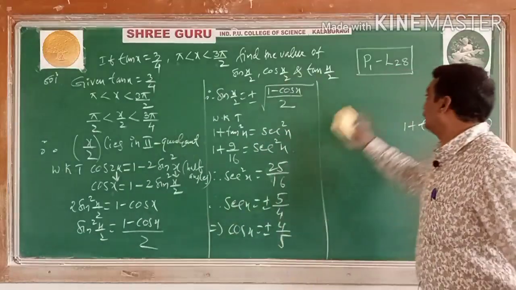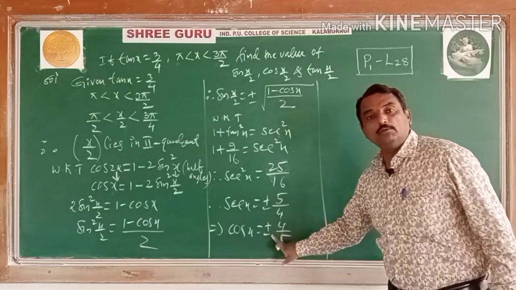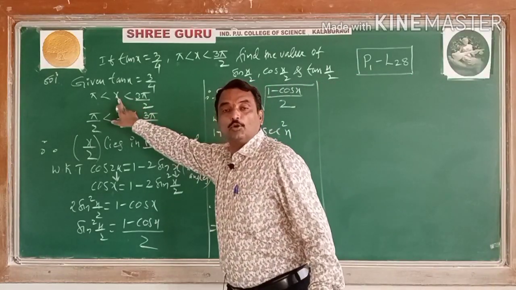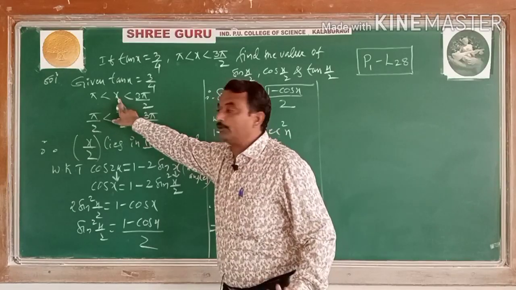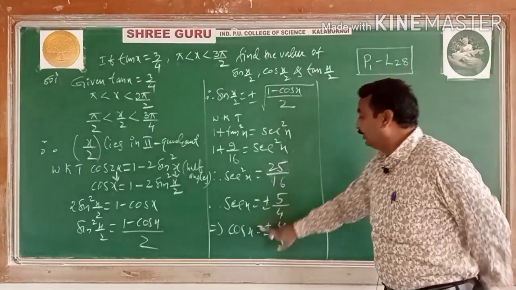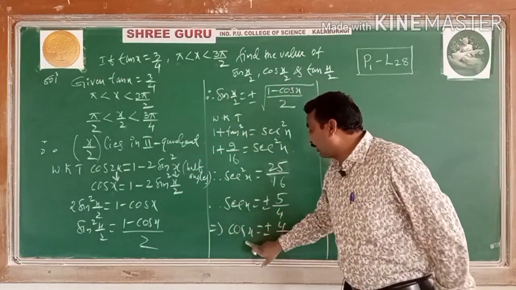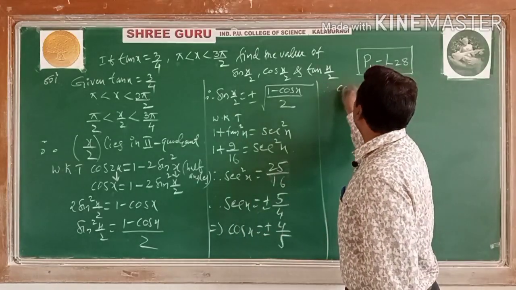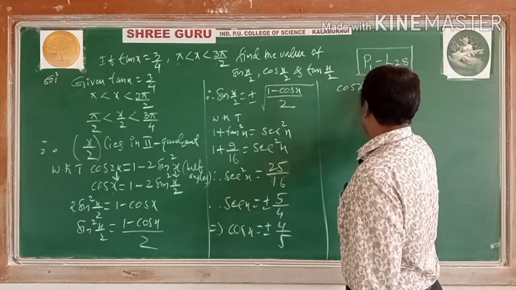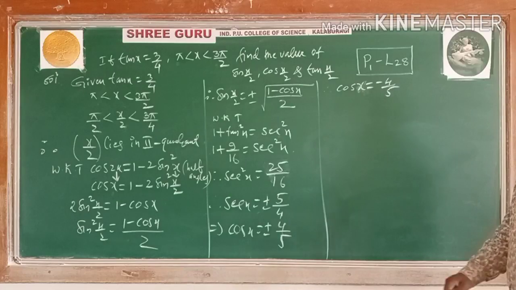X is in which quadrant? Third quadrant. Cos in the third quadrant is positive or negative? Don't confuse the students here regarding x and x by 2. You need the cos x value, so x is given in which quadrant? It is given in the third quadrant. In the third quadrant, cos is positive or negative? Negative. So neglecting the positive value, considering the negative value, cos x equals minus 4 by 5.